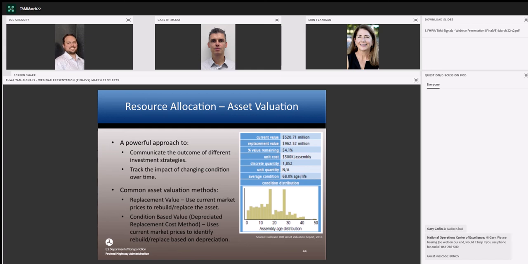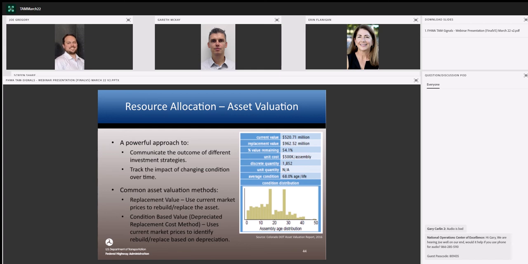There's a number of ways to calculate asset valuation. There's two listed here: replacement value and condition-based value. There's a lot of different research, and relatively recent research, out there on asset valuation and ways to do that. So there are some good resources out there. But at the end of the day, if we can communicate the value of an asset, and how that value changes over time.